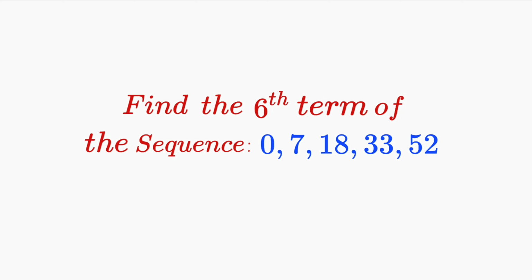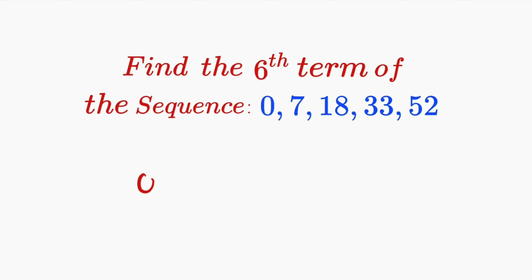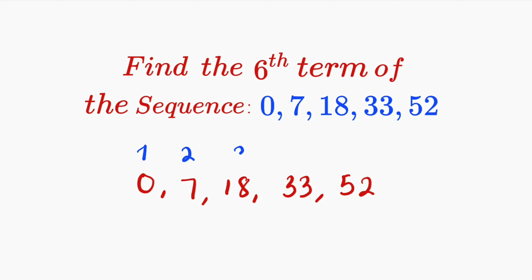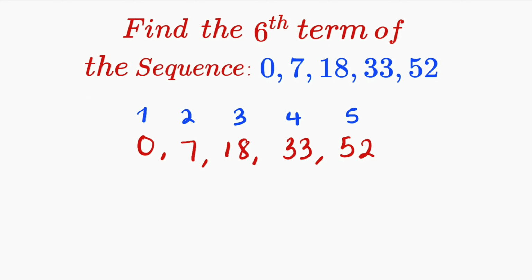So if it is not geometric, what else could it be? Is it quadratic? If it is quadratic, the second difference must be constant. So let's see whether that is true. What is the first difference? Let me rewrite the sequence here. We have 0, 7, 18, 33, and 52. Remember, this is when n is 1. That is the first term, second term, third term, fourth, and the fifth term. We are given only 5 terms.